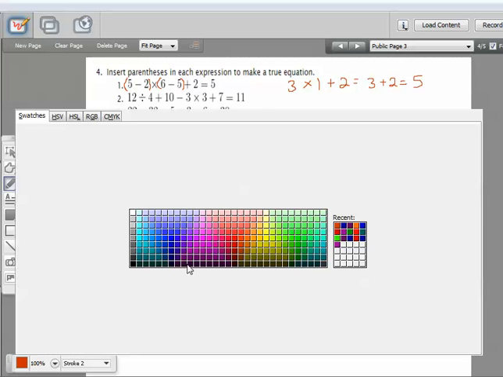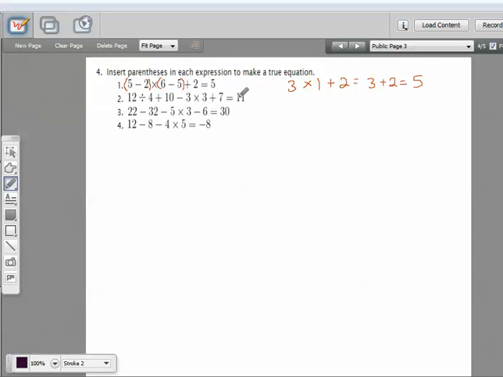For number 2, we can go ahead and insert parentheses around 12 divided by 4 and parentheses around 3 times 3. If I go ahead and do that, I get 3 plus 10 minus 9 plus 7, and 3 plus 10 is 13. 13 minus 9 is 4, and 4 plus 7 is 11.